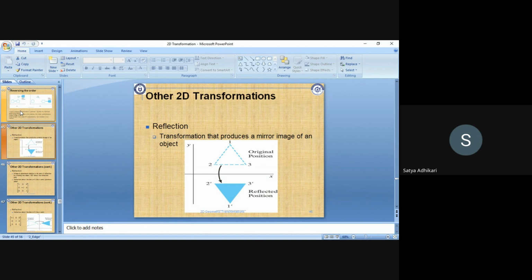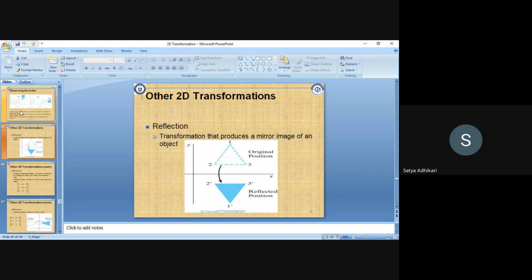That means if we keep a mirror on the x-axis, we will get exactly an image of that object, which is denoted by 1 dash, 2 dash, 3 dash. And this is the reflected image about the x-axis, because the mirror is placed on the x-axis.